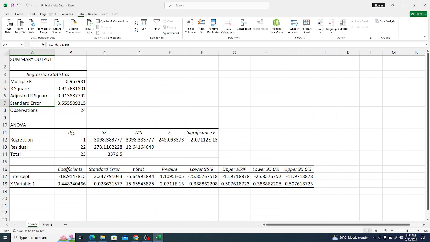Okay, I want us now to discuss the other part of our analysis, and it is the analysis of variance. Under analysis of variance, I've said we are going to discuss the degrees of freedom.